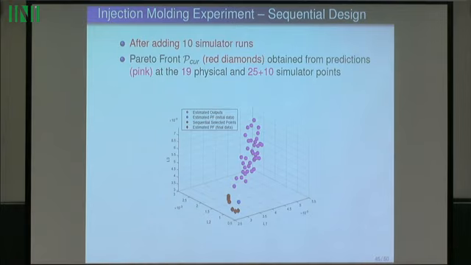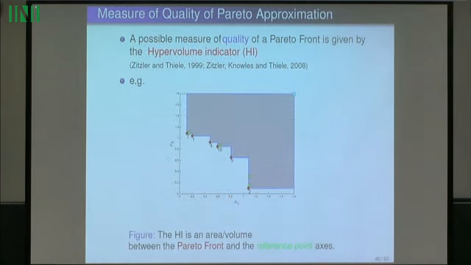I don't know what the truth is. I can't compare this with the truth. So what can I do? Well, I can try to get some sort of measure of quality, and one measure of quality of a Pareto front is given by this hypervolume indicator. So here's, that's not the same example, but here's a Pareto front here, the red points. Pick a reference point, and then find the area between the reference point, the axes, and the step function here between the points on the Pareto front.